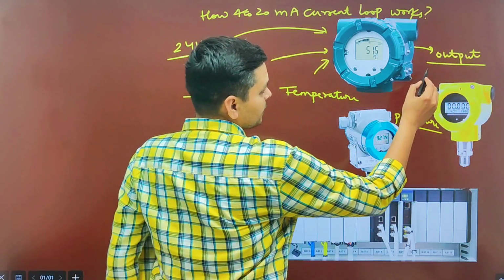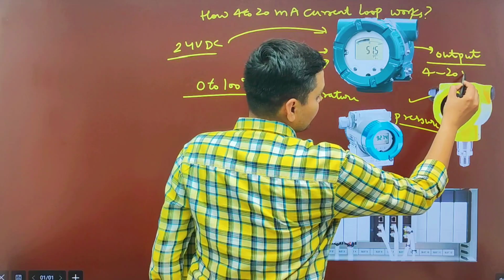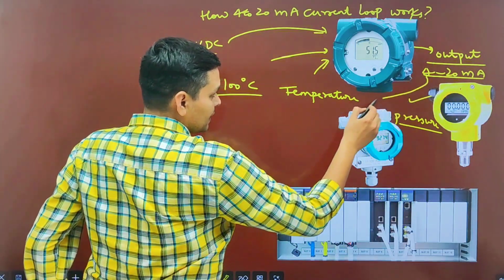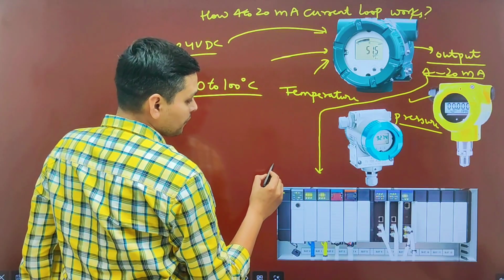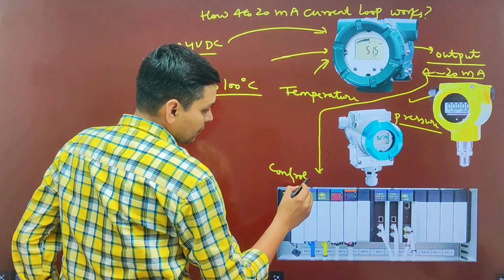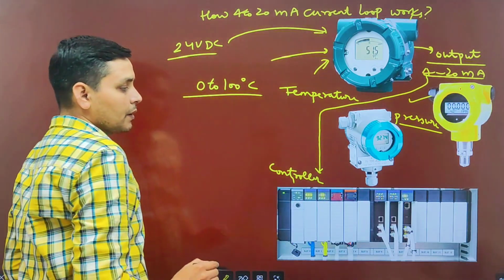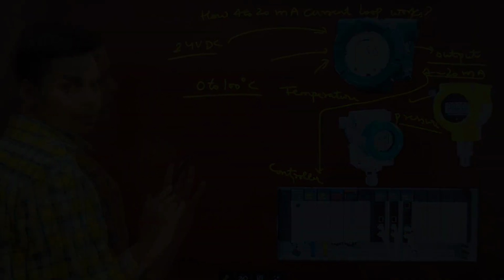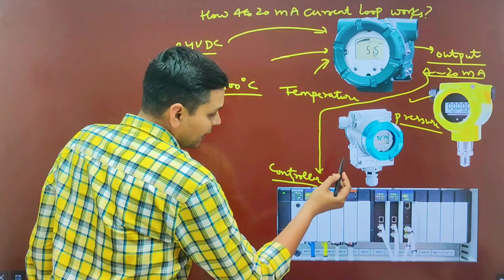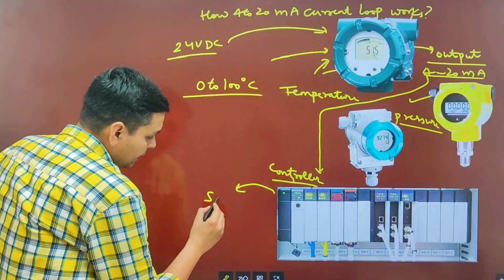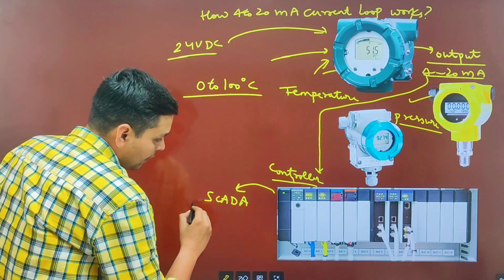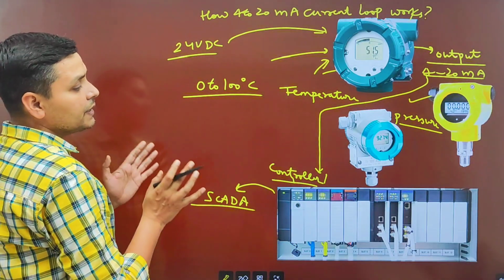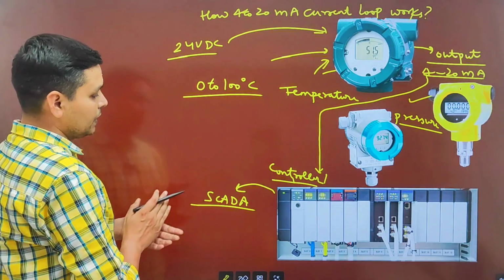After measuring the temperature, it will generate its output, and this output will be in the 4 to 20 milliampere range. This 4 to 20 milliampere signal will be transmitted to the controller. It may be a PLC, DCS or PID controller. The controller will receive that signal and show the reading on a SCADA, or if we are using a PID controller, then the PID controller will display its reading on its local display.